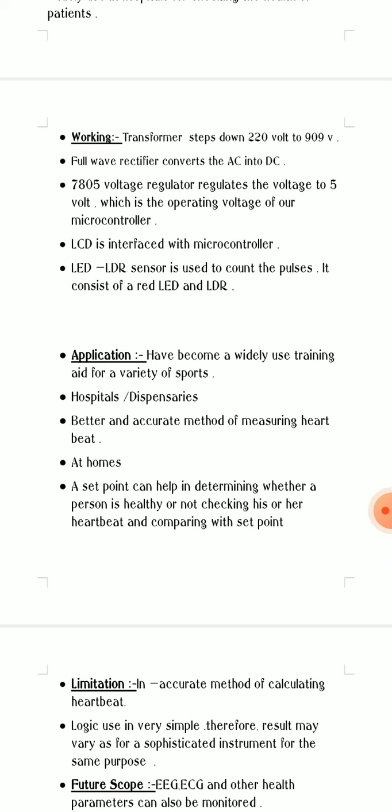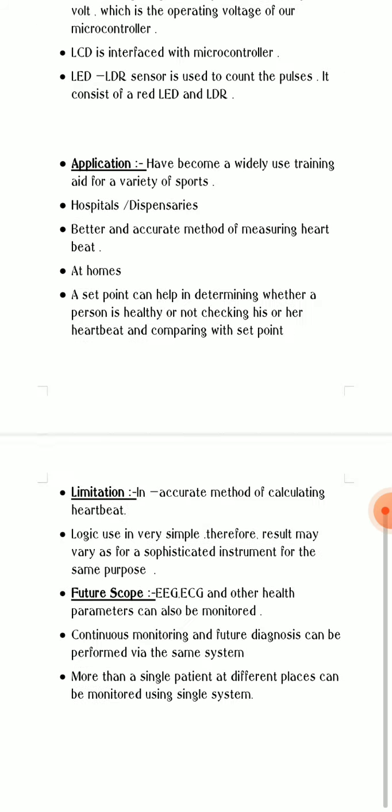Now the application of the heartbeat monitoring system: it has become a widely used training aid for a variety of sports, and in hospitals and dispensaries. Now, a better and accurate method of measuring heartbeat at home. A set point can help in determining whether a person is healthy or not, by checking his or her heartbeat and comparing with a set point.